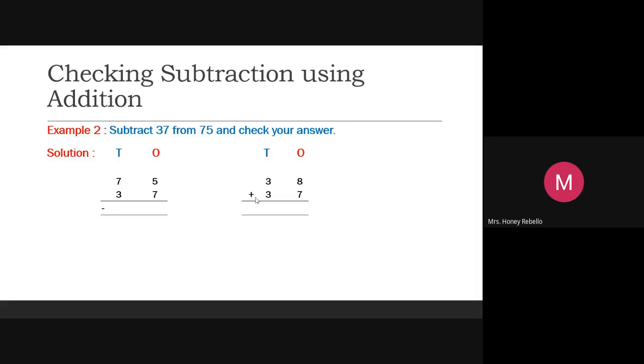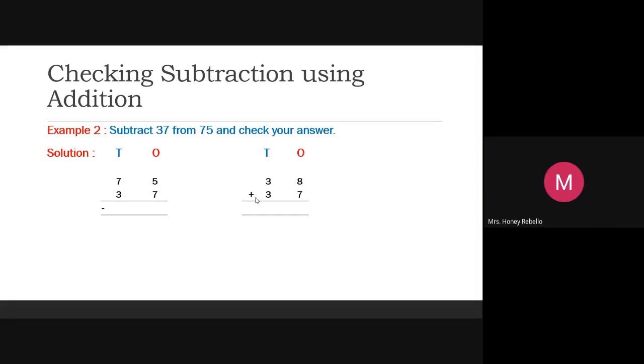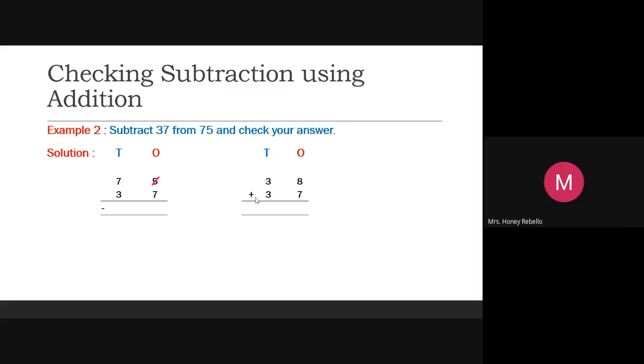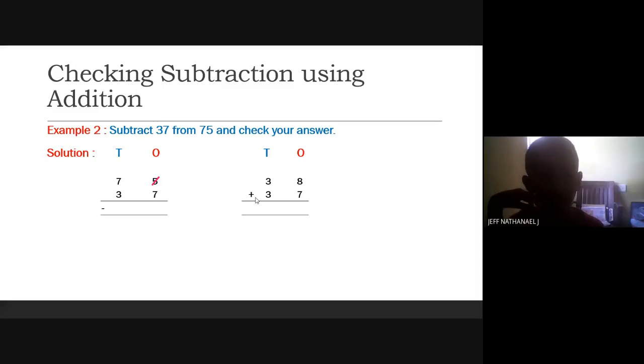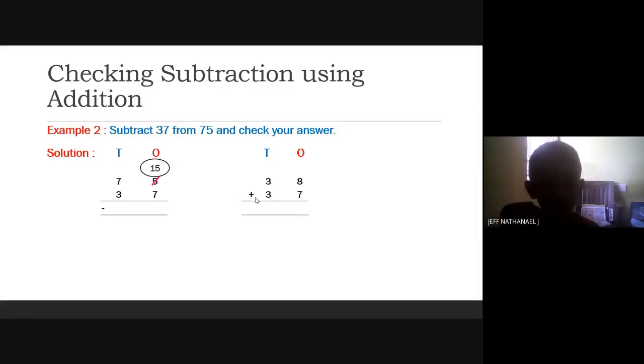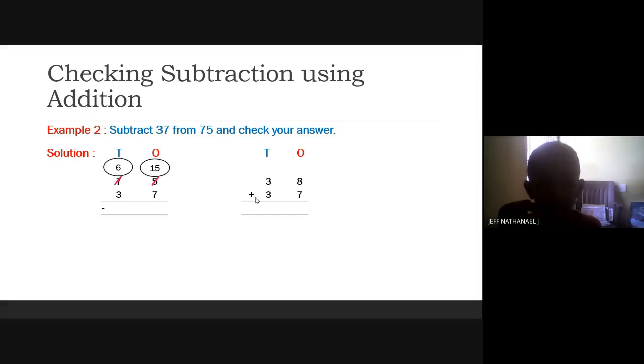Now Jeff, just see the ones place numbers. 5 and 7. Can you take 7 from 5? No, ma'am. So what should you do? Borrow from 7, the 10th place number. 5 will become what? 5 will become 15. And 7 will become 6.